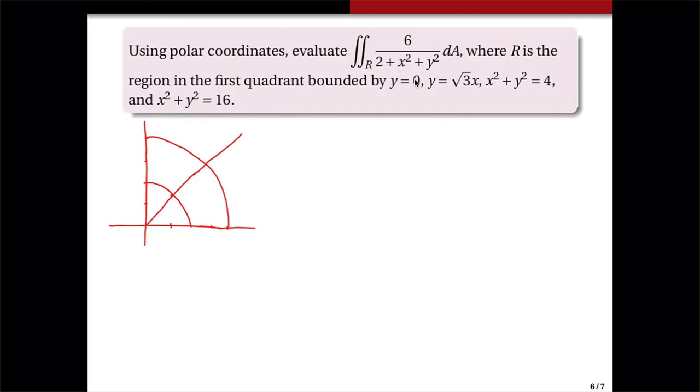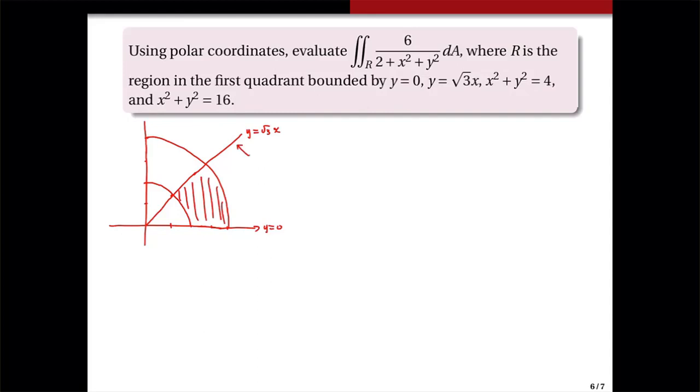Now, the region is bounded by these 4 equations. So y equals 0 is this x-axis here. This is y equals square root of 3x. And you have these 2 circles. So the region that we require is this part here. And now, we can do this in polar coordinates.